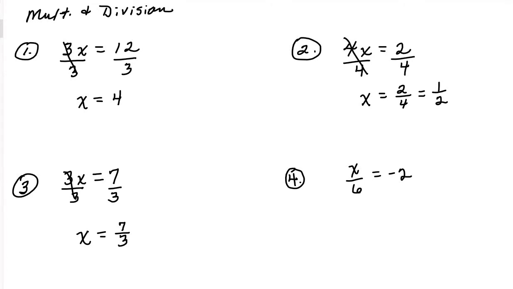Okay, problem 4. I have a division problem, x divided by 6. The inverse of dividing by 6 is multiplying by 6. So I'm going to multiply both sides of the equation by 6. On the left-hand side, they're going to cancel. On the right-hand side, I get negative 12.